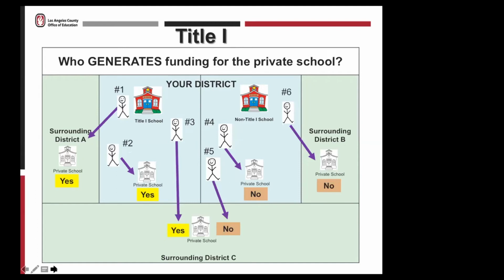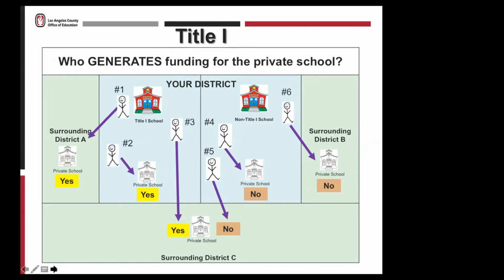So low-income students 1, 2, and 3, who all live in the Title I school attendance area, will generate funding because they live in a Title I school attendance area. All 3 of these low-income students will generate funding no matter which private school they attend. Remember, where the students reside is what determines whether they generate funding for the private school.